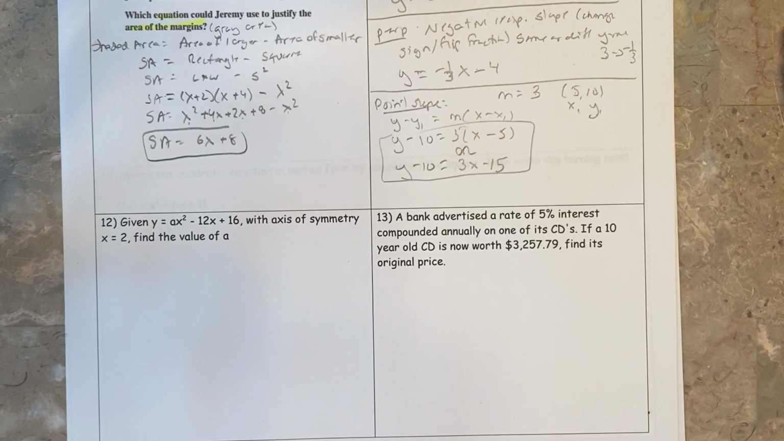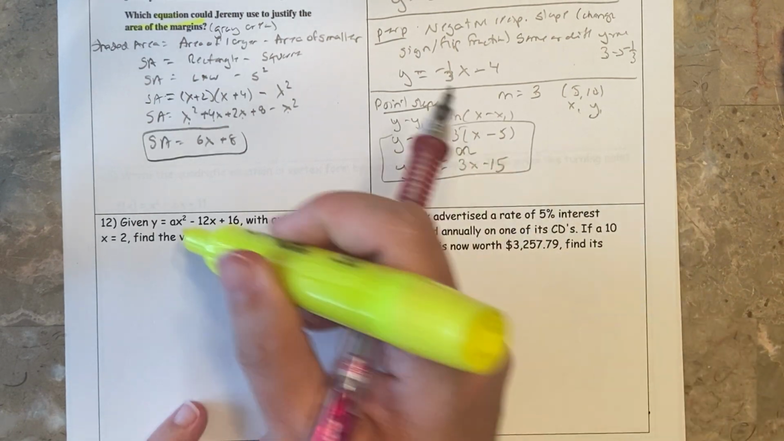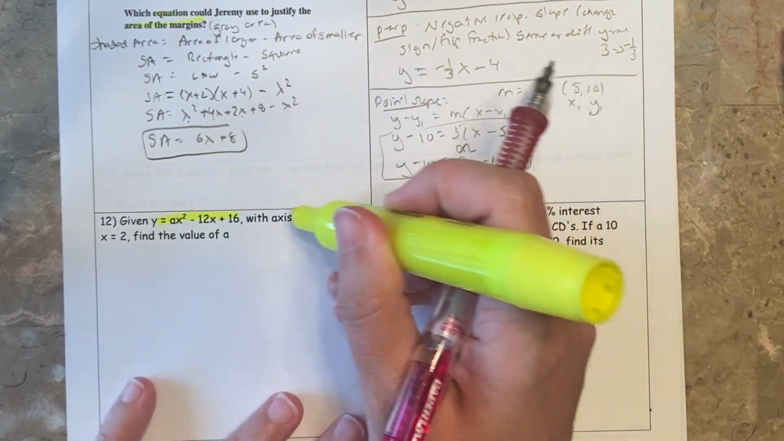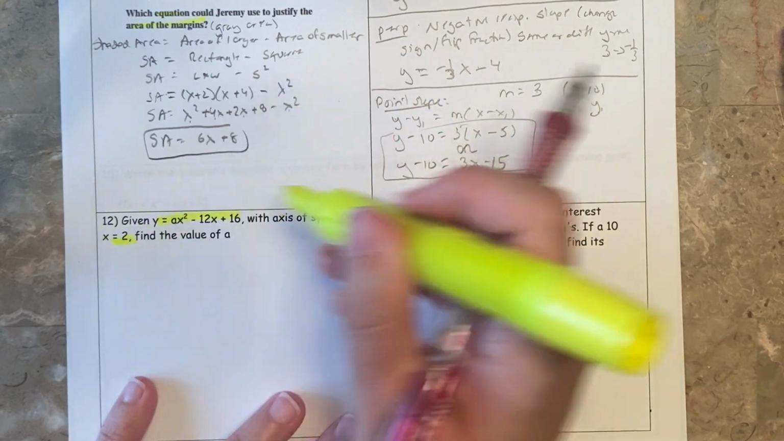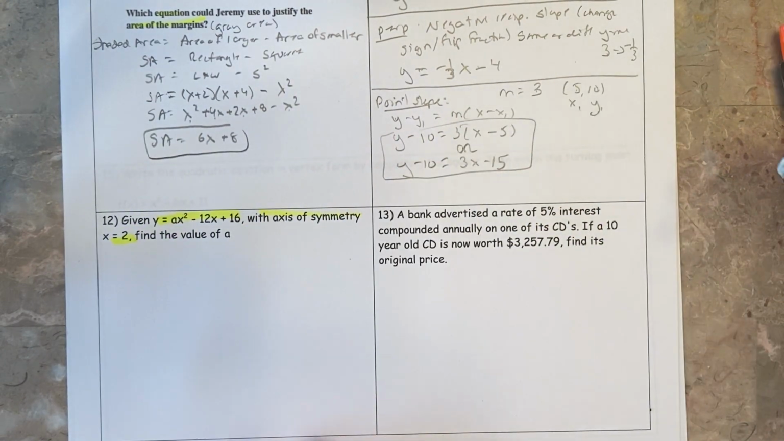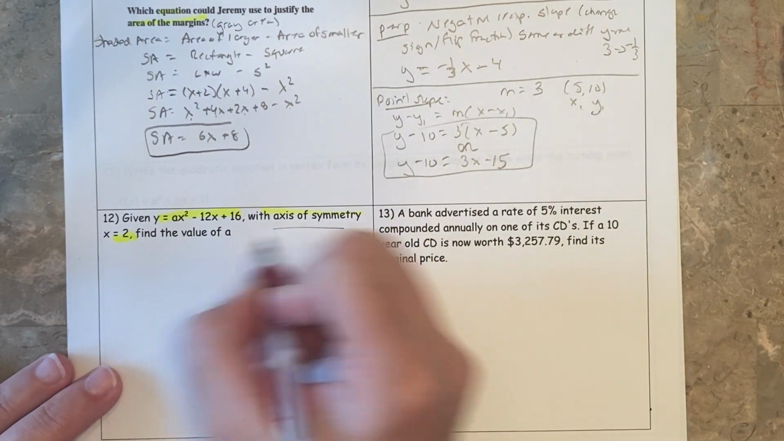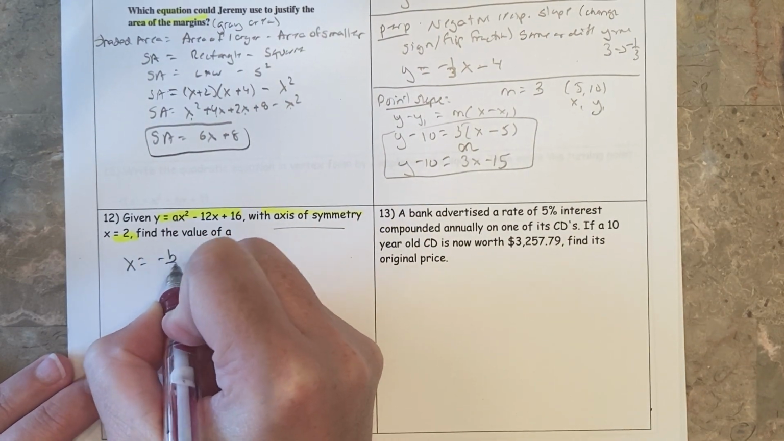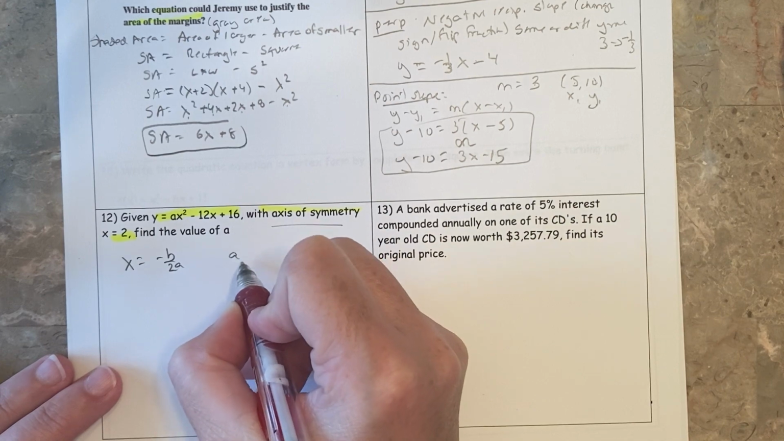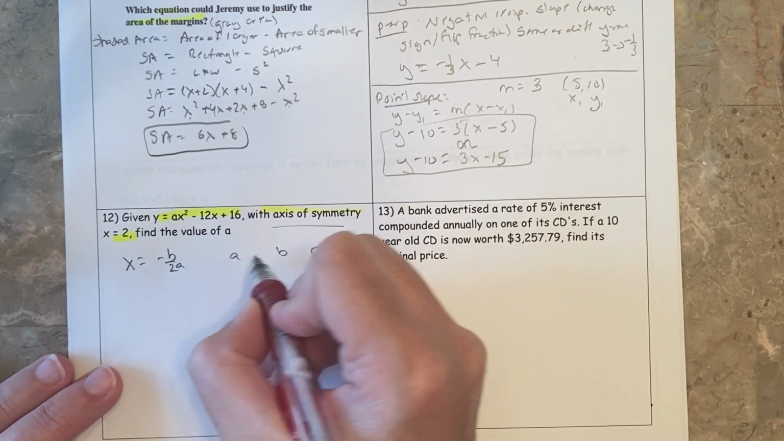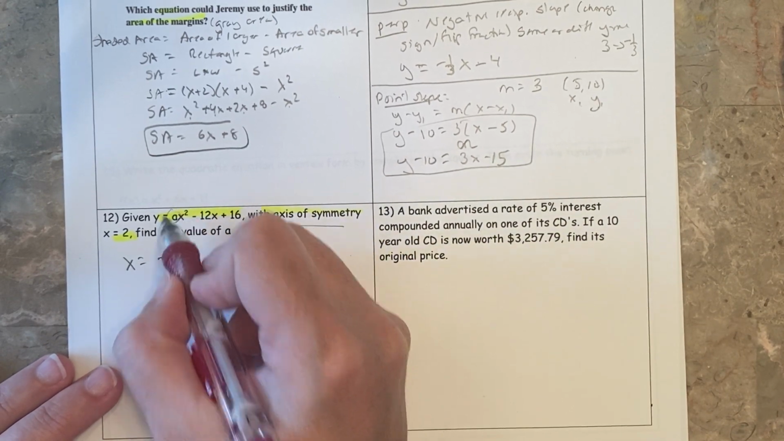All right, couple more. Given y equals ax squared minus 12x plus 16, what is the axis of symmetry? Oh, they give it to us this time. Find the value of a. So this is a little tricky. So we know from the beginning that the axis of symmetry is x equals negative b over 2a. So we know we need the a, the b, and the c. So a is actually a, right?